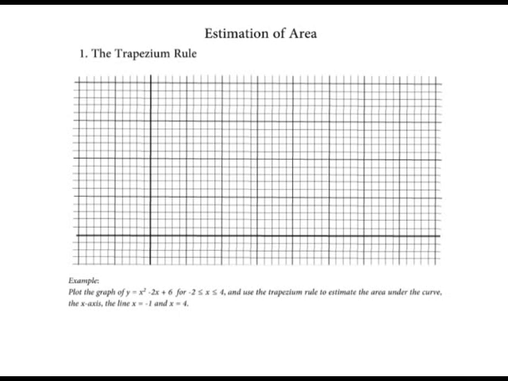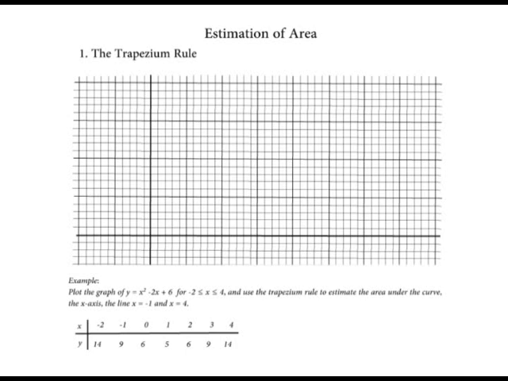To plot the graph, we need a table of values. The range of x is minus 2 to positive 4. From the equation y is equal to x squared minus 2x plus 6, we can calculate the corresponding values of y from the values of x that we have been given. If we do that, we get 14, 9, 6, 5, 6, 9, 14.